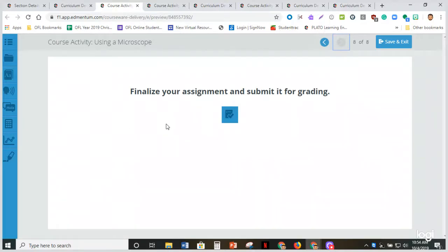Once you're done with that, make sure you hit save and exit. Make sure you click all the way through to number 8 and then hit save and exit, and then it should turn it in automatically for you.